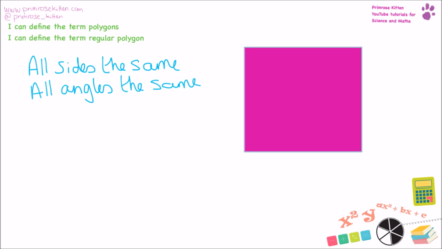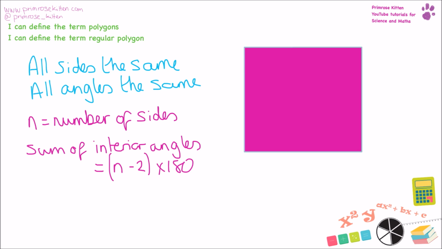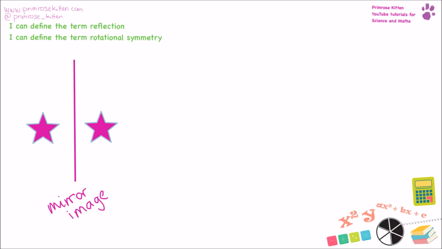For a regular polygon, we're going to have all sides being the same and all angles being the same. And if n is our number of sides, we can find the sum of the interior angles by doing n minus 2 times 180. This applies whether it is a square or a regular pentagon, hexagon, heptagon, octagon, nonagon, etc. When we reflect something, we can flip it across a line, creating a mirror image.